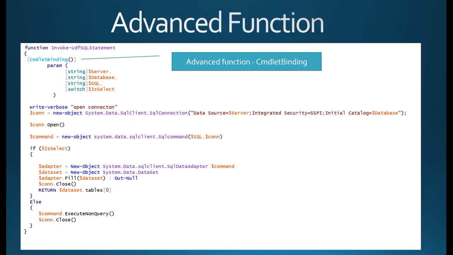Now, without CmdletBinding, typically you would just put the open parentheses after the name of the function, and then just put your parameter variables in place, and you'd be done. So it's a little different. You actually do an open brace, and then CmdletBinding, and then all the related attributes that go with it. That's really all there is to activating CmdletBinding.